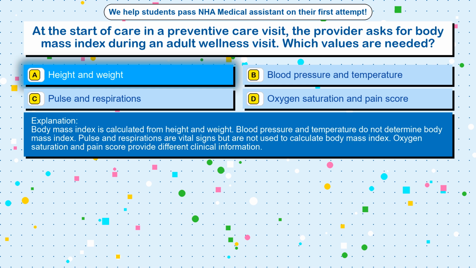Blood pressure and temperature do not determine body mass index. Pulse and respirations are vital signs but are not used to calculate body mass index. Oxygen saturation and pain score provide different clinical information.